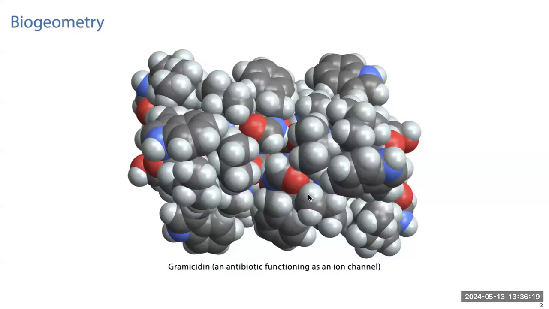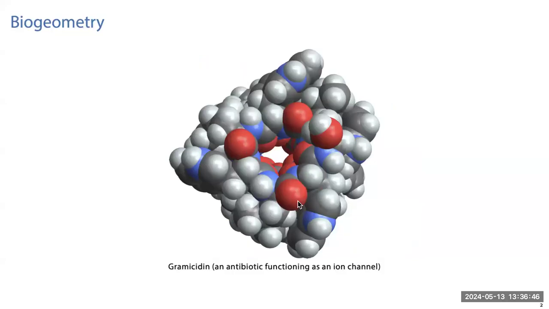But the initial motivation for the development of persistent homology in applied topology came from the biogeometry project that Herbert Edelsbrunner was involved in during the 90s. They studied biological molecules like this one here. This is gramicidin, which is a very simple antibiotic. And the function of this antibiotic is very closely related to its geometry. If you turn it around a little bit, you see that this is a molecule that has a hole inside. And actually, it functions as a very simple ion channel.